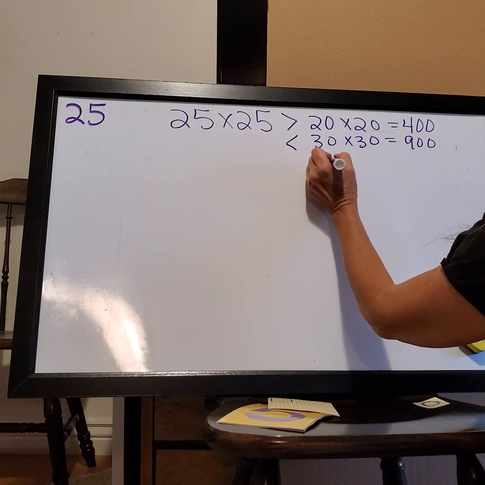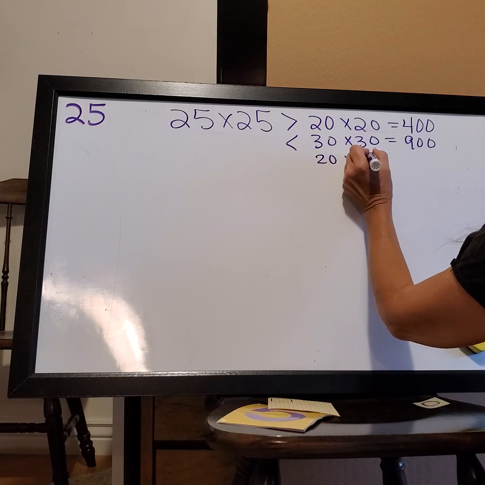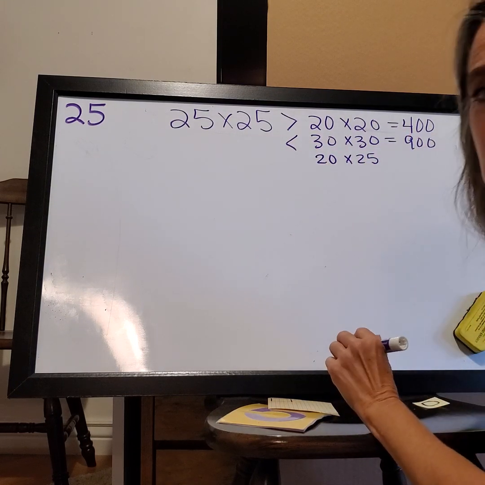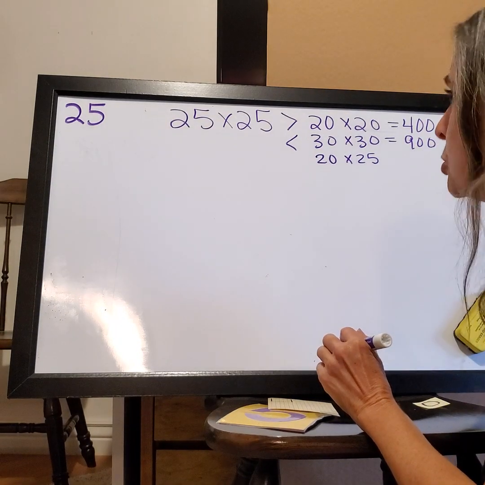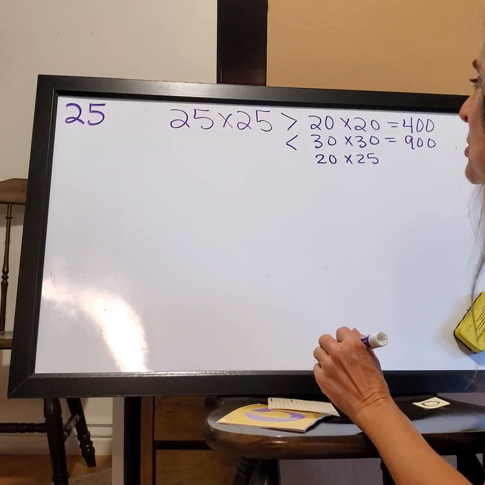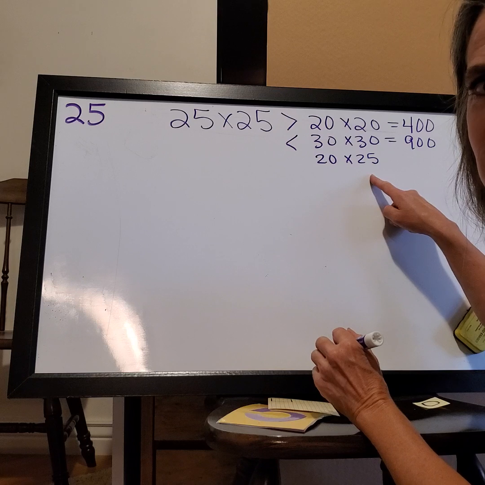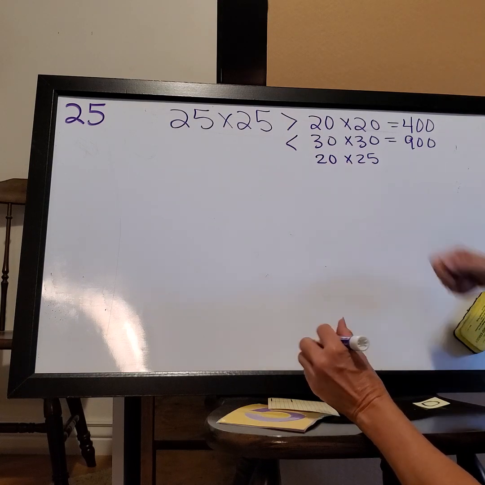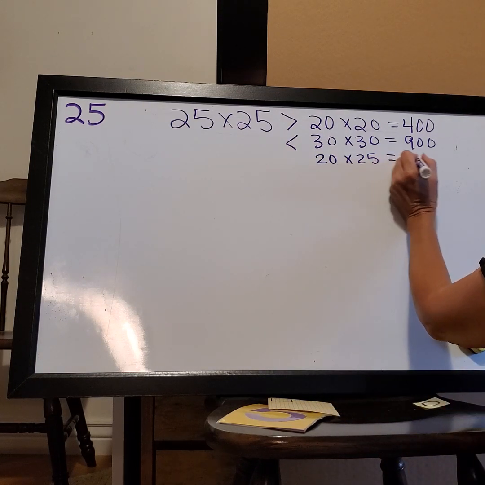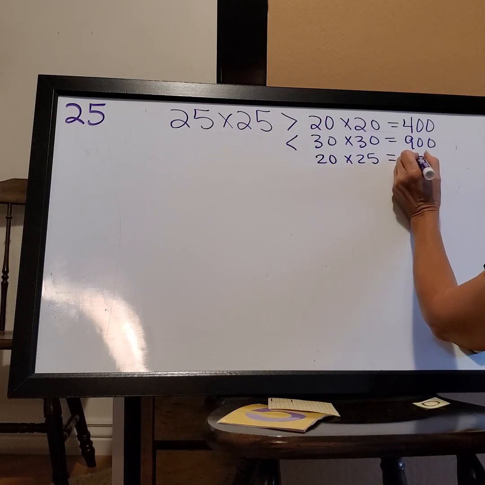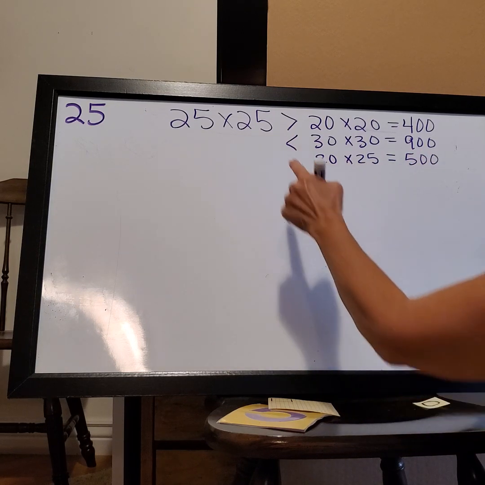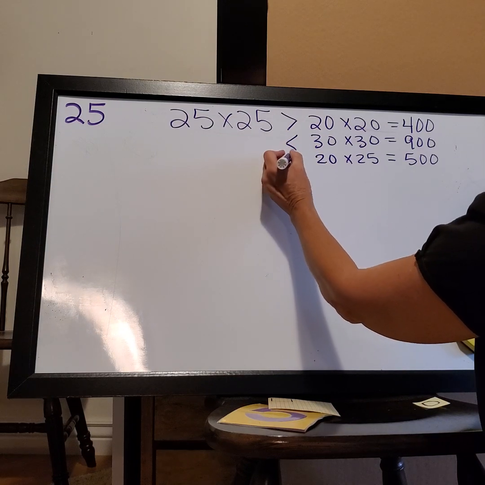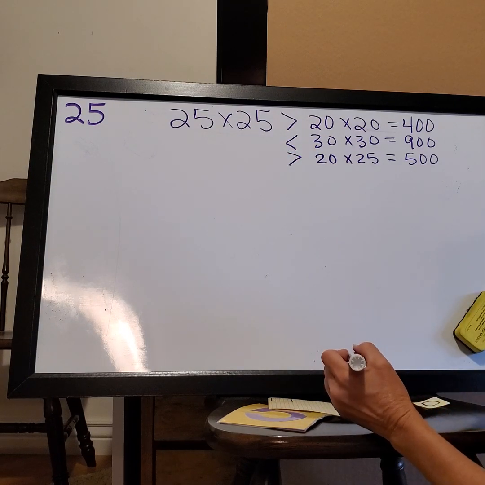I can do 20 times 25. If I can multiply 2 times 25, then I can do 20 times 25. So I just think 2 quarters is 50 cents, right? 2 times 25 is 50, so times that by 10. So 20 times 25 would be 500. My answer has to be greater than 500.